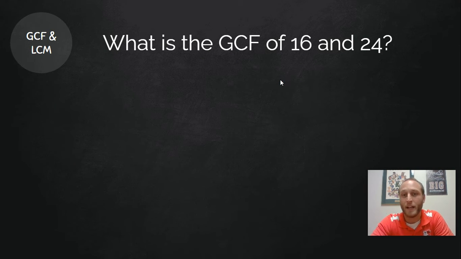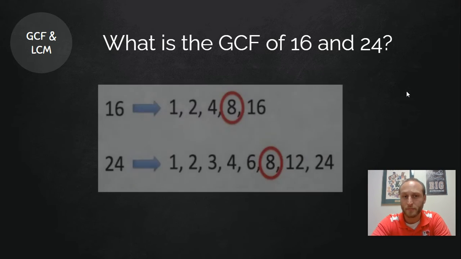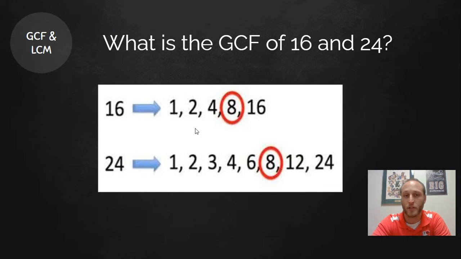What is the GCF, or greatest common factor, of 16 and 24? You're going to want to find the factors of 16 and then find the factors of 24 and figure out which one is the greatest one that they have in common. Okay, if you did this correctly, you should have listed your factors of 16, which are 1, 2, 4, 8, and 16, and then your factors of 24, and you should see that 8 is the greatest common factor that they have in common.